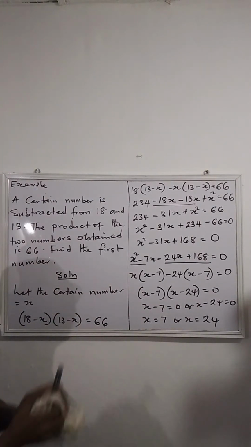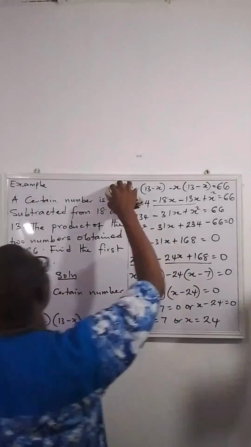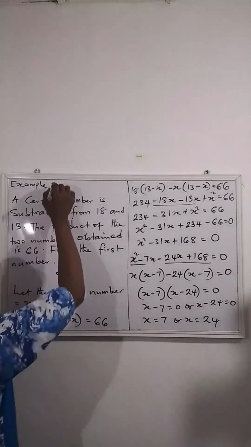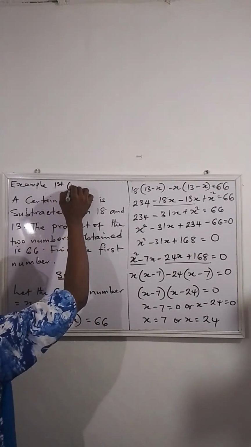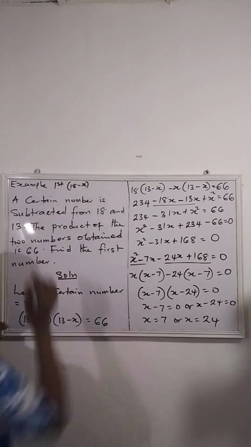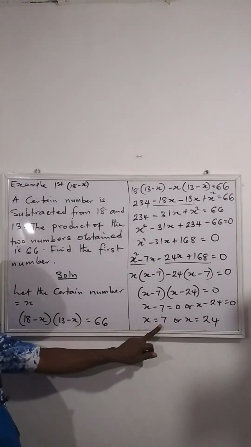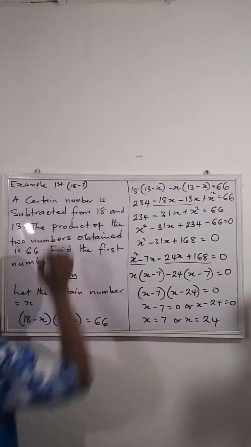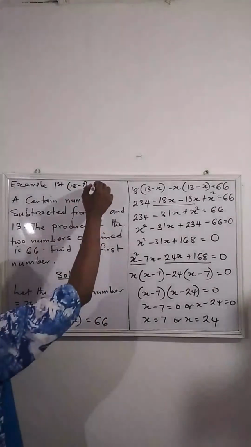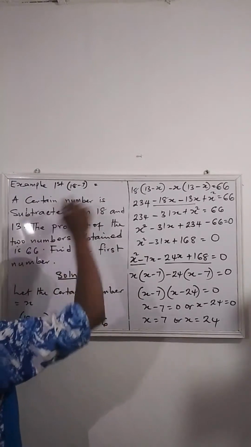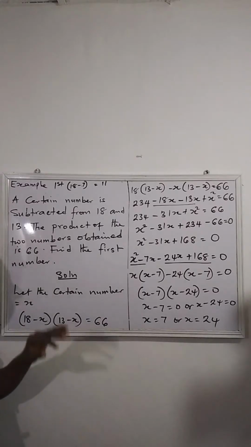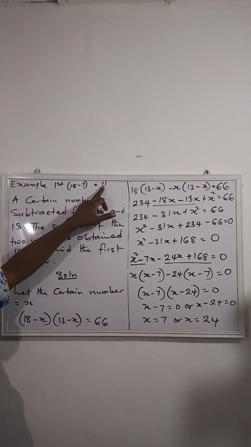So now let's write this out. Now 18 minus x, I'm writing it up here. So first number is 18 minus x. What is the value of x? The value of x is 7. So when x is 7, you have 18 minus 7. So that means the first number is what? That is 11. So this is going to be the first number.